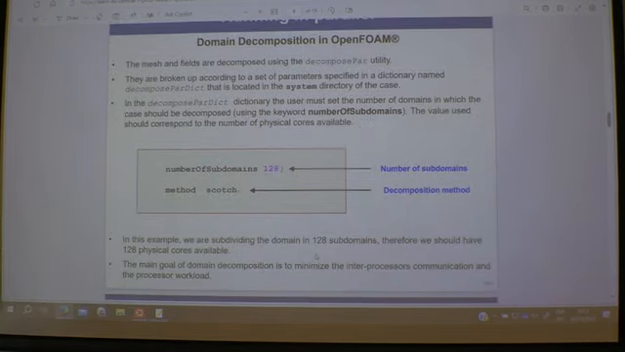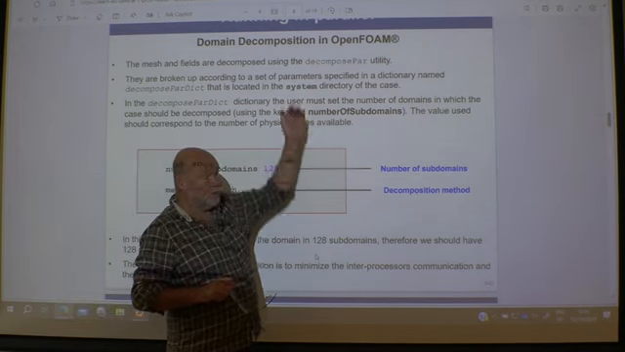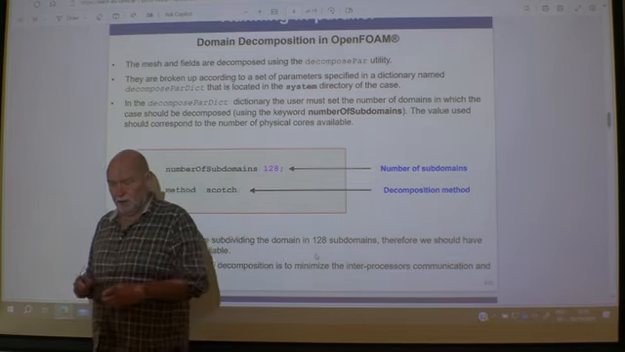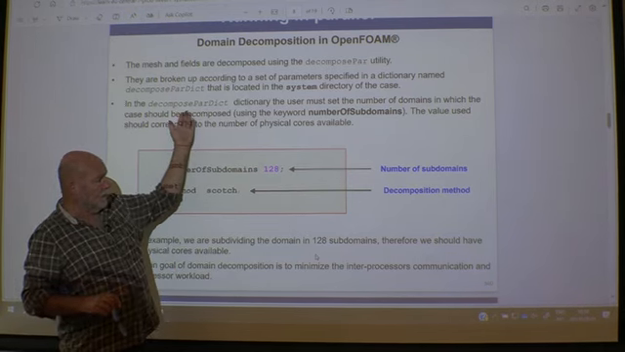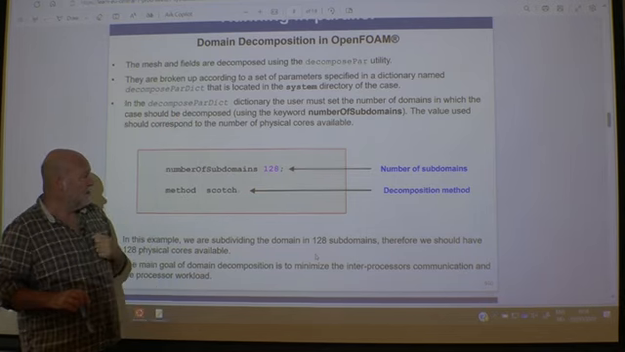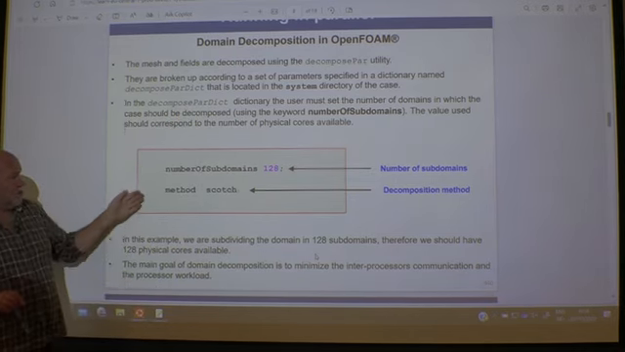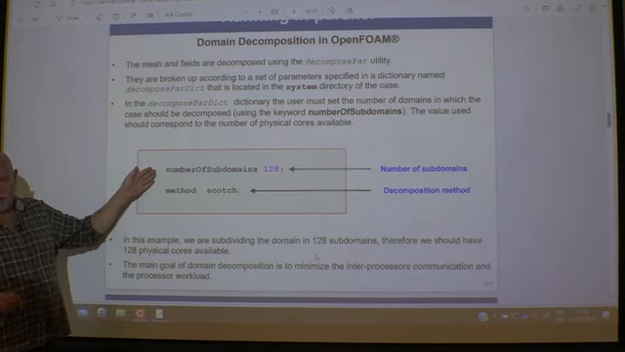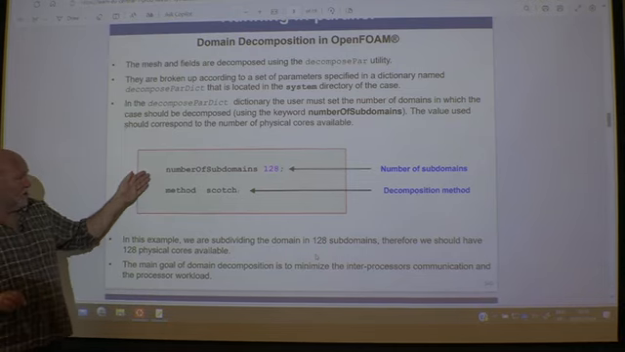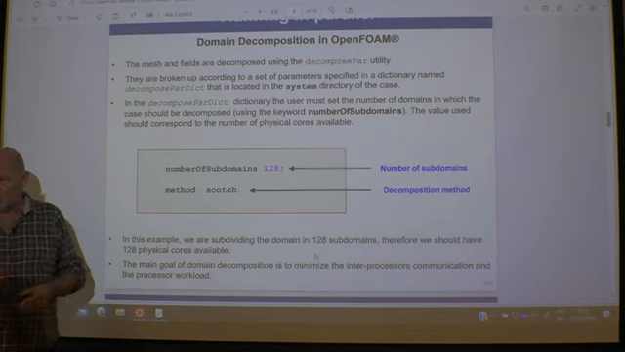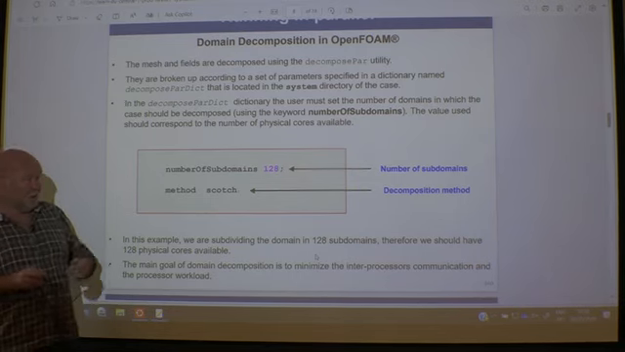How should you split them up? Well, you have the command called decomposePar. And it reads a file, the decomposeParDict, in your system folder. And inside that file, you will typically tell it how many subdomains to use. In other words, how many CPUs are you going to use? 128? I don't think any of you have that many, but I had only 4.